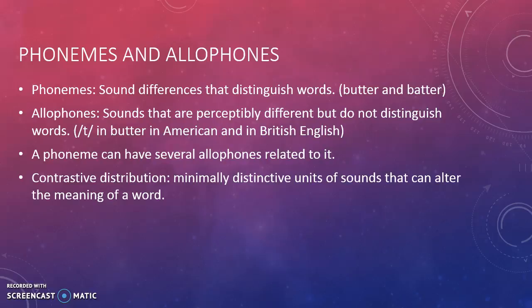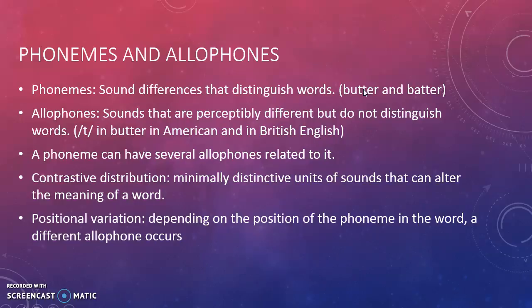There is also the concept of contrastive distribution, which refers to the minimally distinctive units of sounds that can alter the meaning of a word. And this refers again to the first explanation of butter and batter, meat and met, sheet and shit, for example.